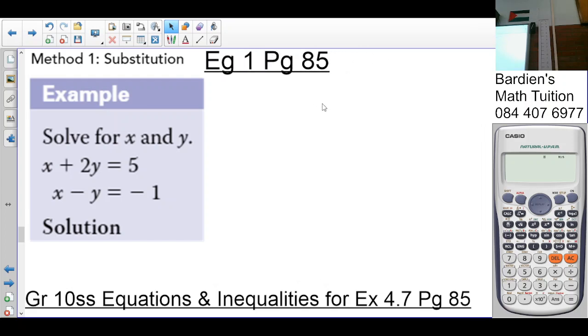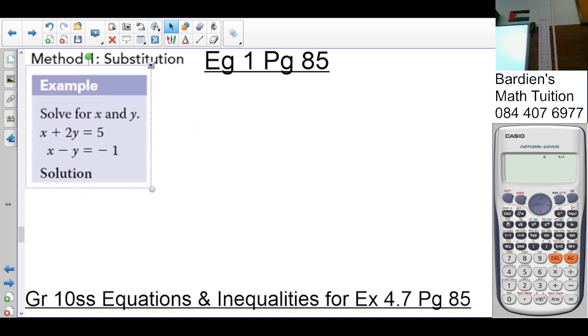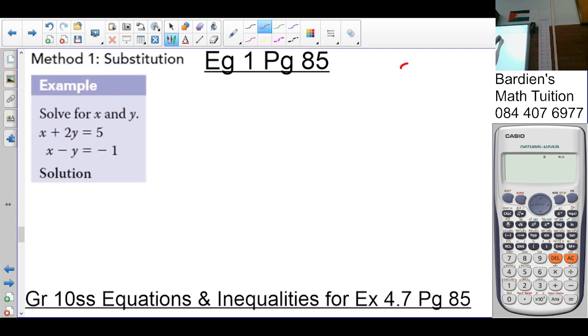So by substitution, the first thing is we label our equations. Okay? So let's label the equations. So you must write the notes now. First you're going to label the equations. This is equation 1. That's of course equation 2.